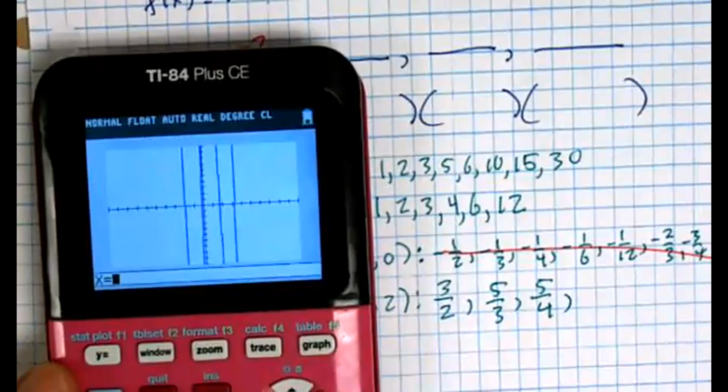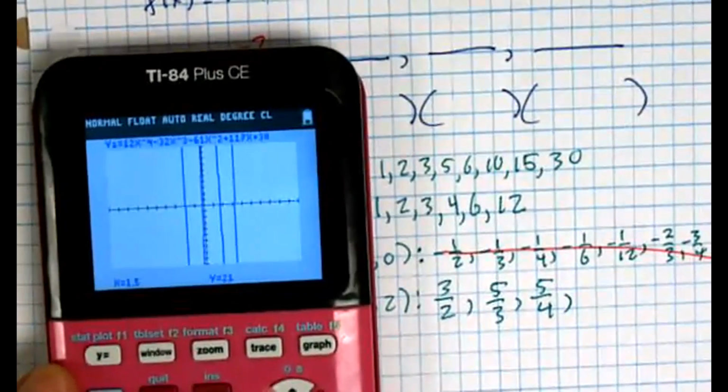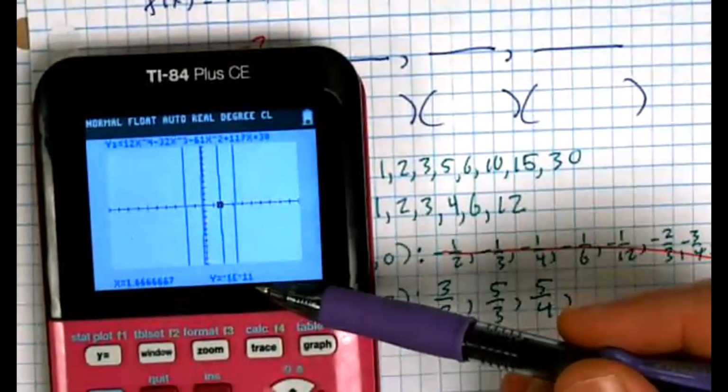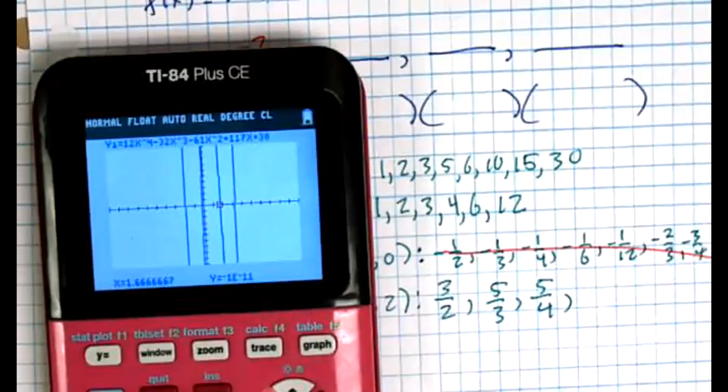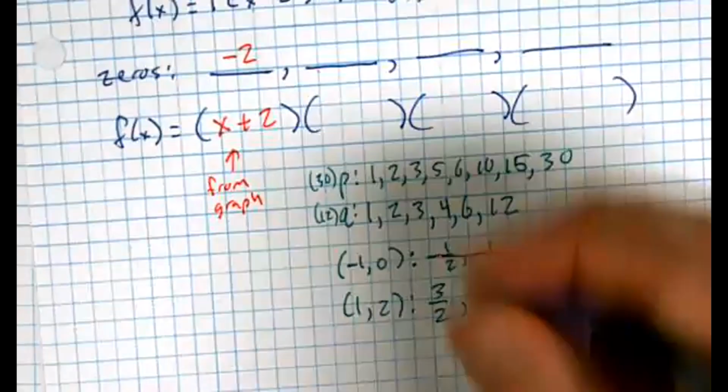So second calc, value, 3/2. Nope, that gave us 21. 5/3. Hey, eureka! We have found it. -1e-11. We know that means 0, right? In calculator language, that means 0. So we found it. We found our other one. Sweet. Okay, that's it. So we got 5/3.